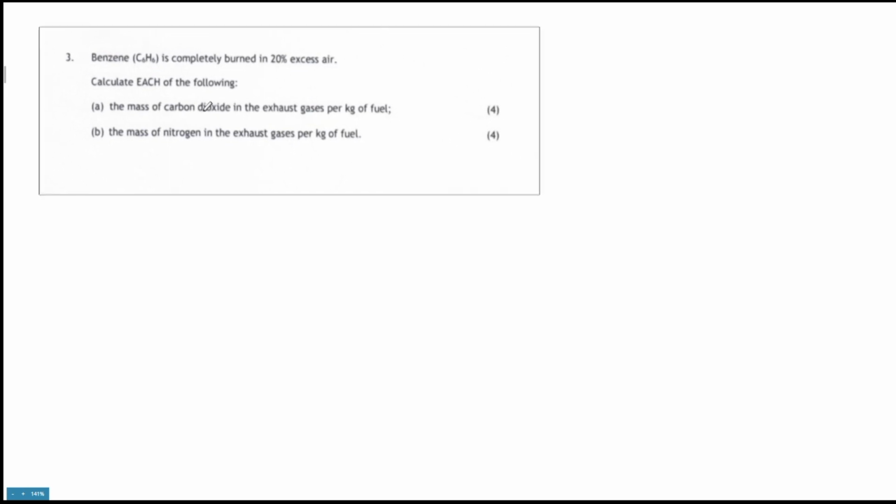Now this is a little bit of a weird one because, first of all, we're burning benzene. Second of all, we're calculating the mass of carbon dioxide. We don't usually do that. We usually go straight for calculating the oxygen required. So I'm going to take that usual route and then adapt it at the end. They always seem to adjust these a little bit for GCSE2. They're a little bit different here and there, different topics.